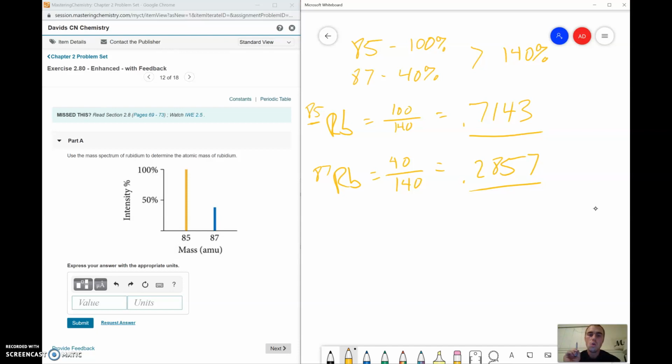Okay, what we need to do is basically take a weighted average of these masses, 85 and 87, and here's our percent abundance. If you've ever had a class where your tests are worth more than your homework, that's a weighted average calculation. We're going to do the same thing here, taking the average, but accounting for the fact that we have more rubidium 85 than we have 87.